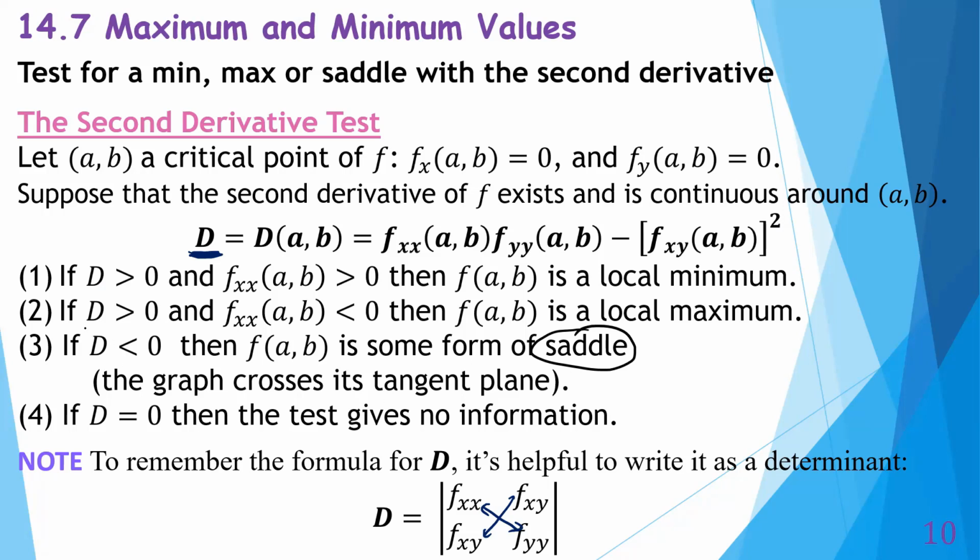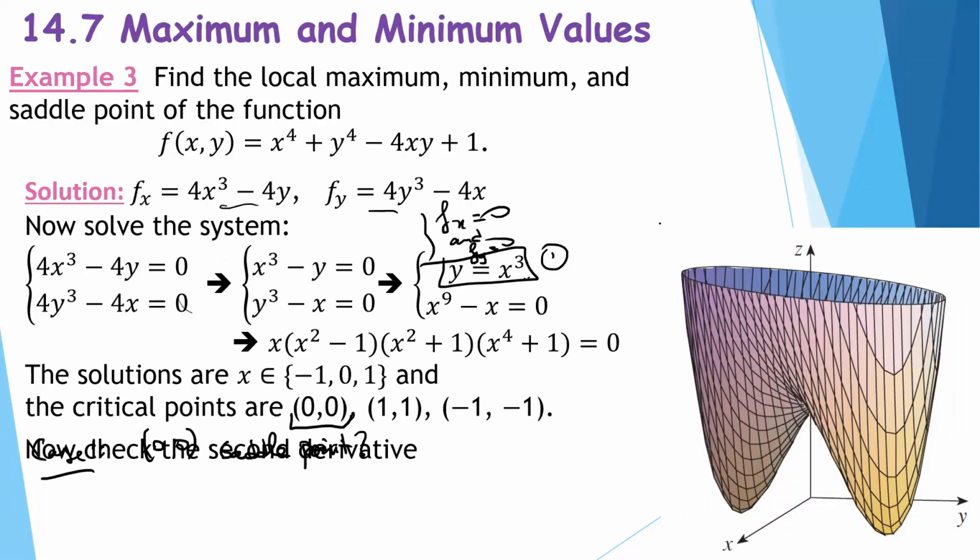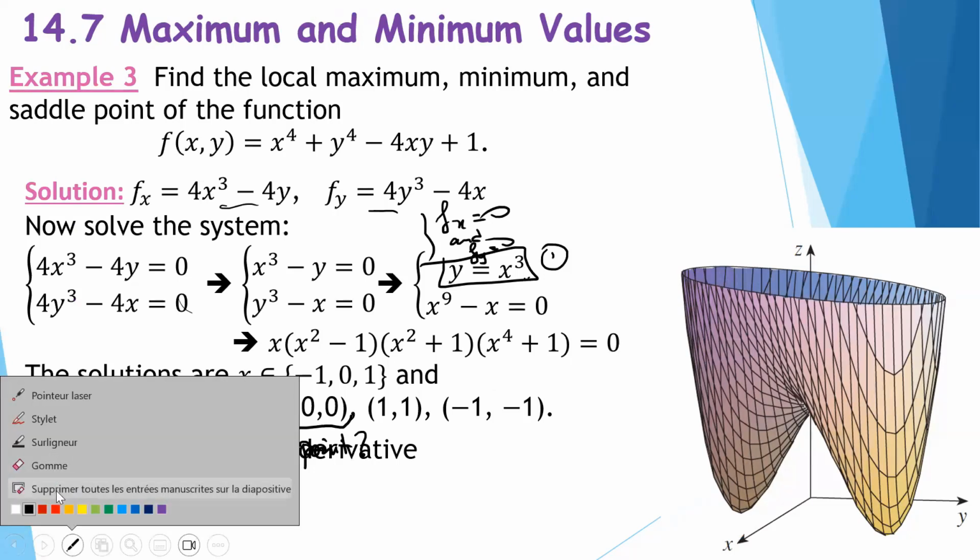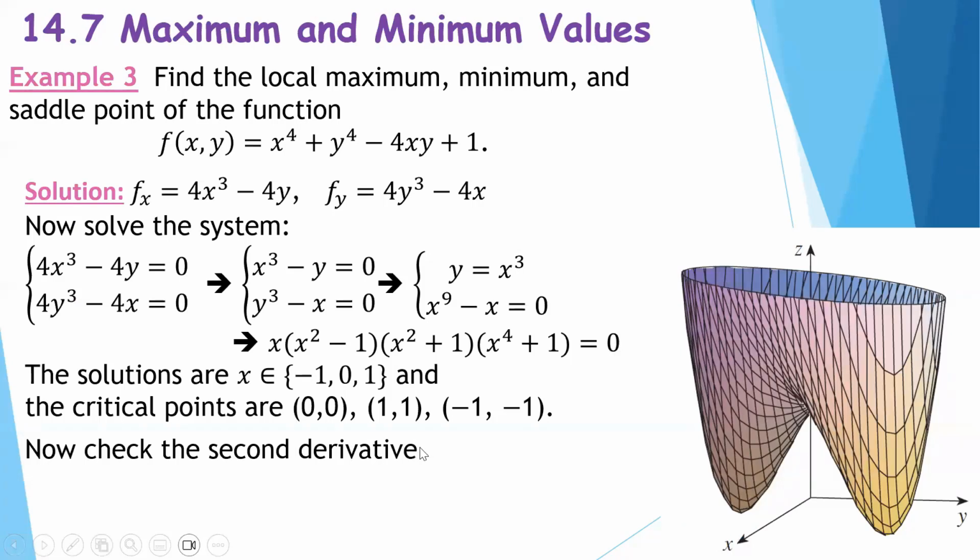The determinant is less than zero. D is negative. What is D? This is D. So we have to calculate this, this, this. So the next step is to determine the second order partial derivatives. Now we have to calculate f_xx. Who can tell me what f_xx is? This is f_x and I differentiate a second time with respect to x. What do I obtain? 12x squared.